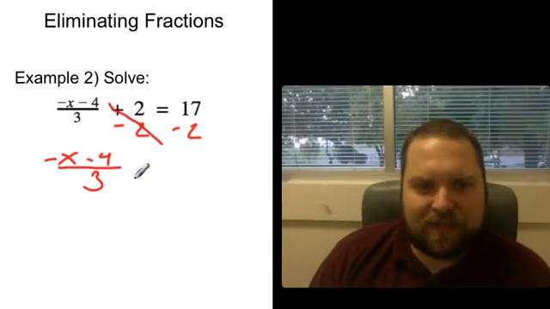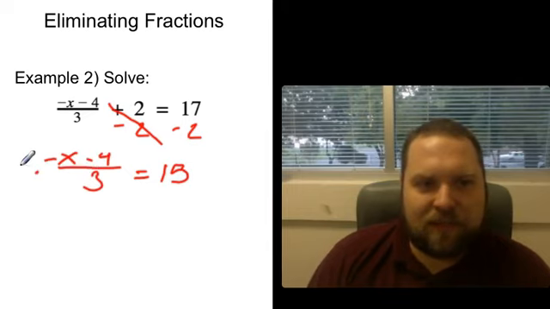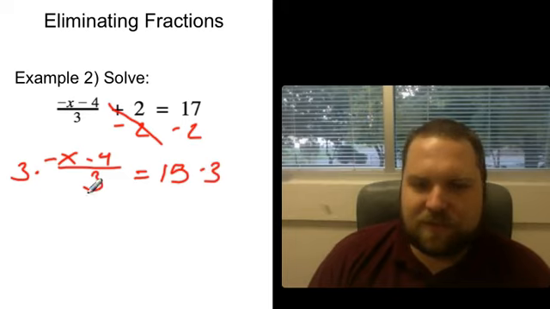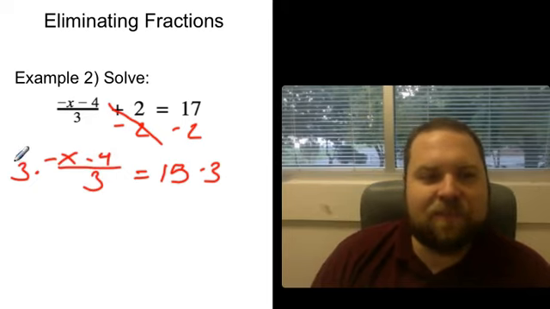These eliminate each other. 17 minus 2 is 15. Now my fraction is all by itself over here on this side, and I am free to multiply by the denominator. And again, denominator just means the part on bottom. By the way, the part on top is called the numerator, so if you hear me refer to that, that's all that means.